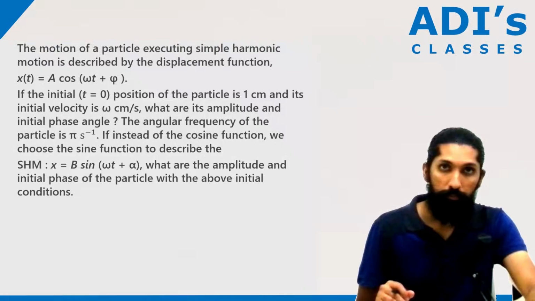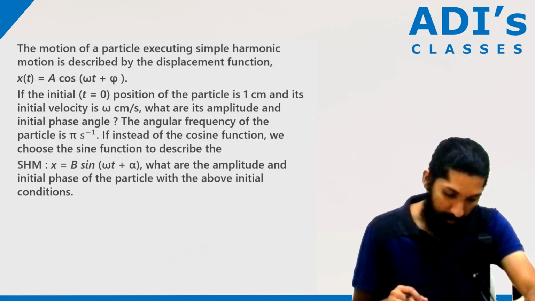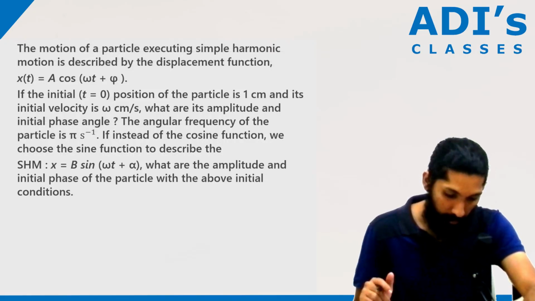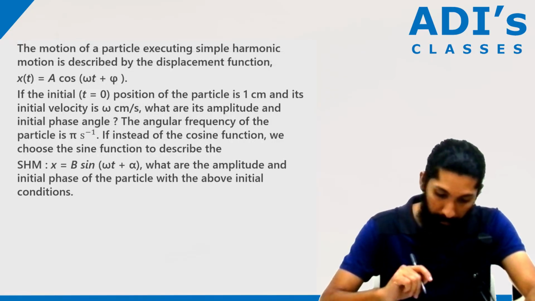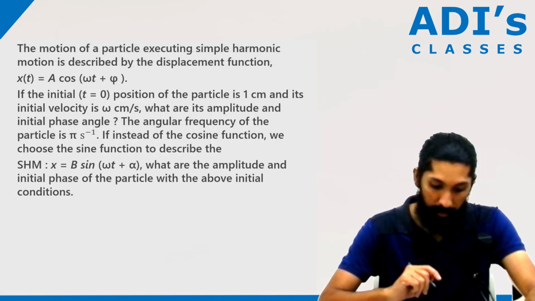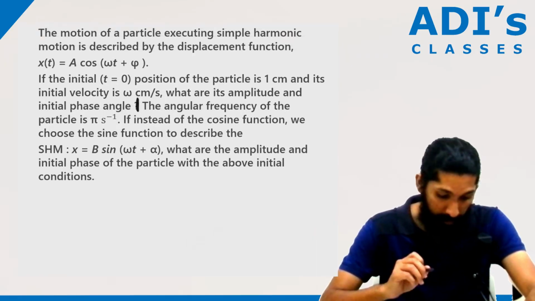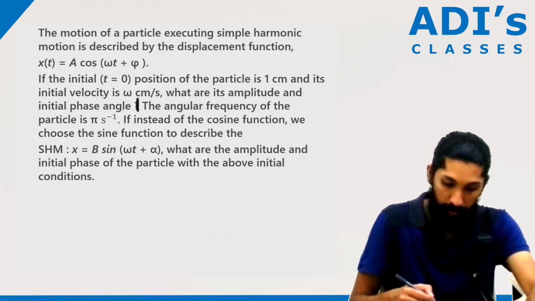Let's do the next one. The question says the motion of a particle executing SHM is described by the displacement function given by that. If at t equal to 0, the position of the particle is 1 centimeter and the initial velocity is omega centimeter per second, what are its amplitude and initial phase angle? This is the first part of the question.